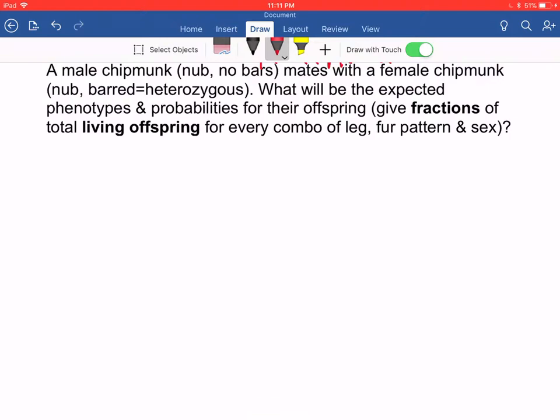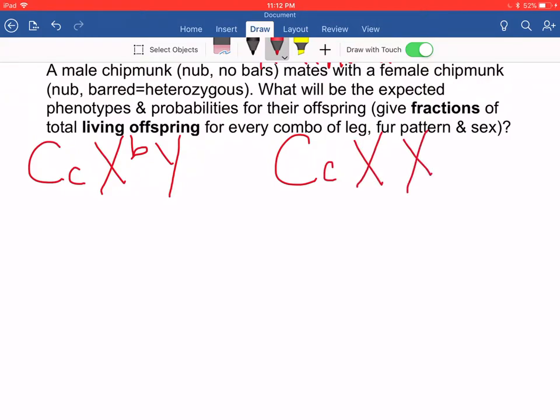So we're going to have a male chipmunk that is going to be nub, so we know that he's going to be big C, little c, and he's going to have no bars. Because he is male, we know that he's going to have one X chromosome and one Y chromosome. And because he has no bars, he must be recessive for that particular allele, for that trait. Now the female is also going to be nub, so big C, little c. She is female, so she's going to be XX, and the question tells us that she is a heterozygote. So we're going to use B's to refer to that bar versus no bar condition.